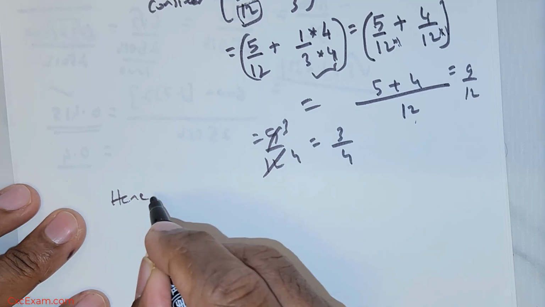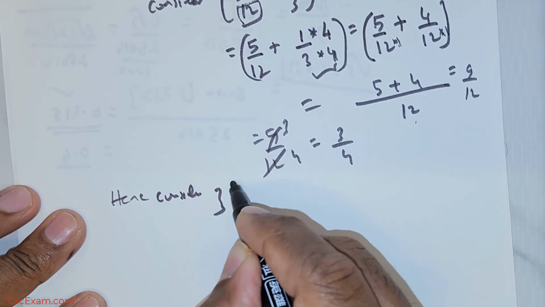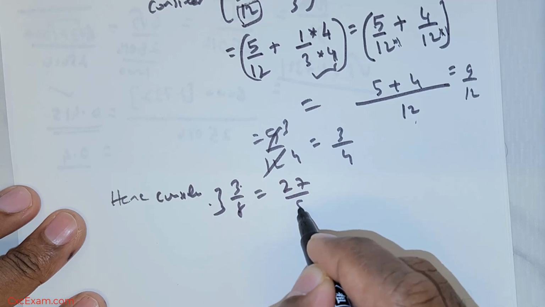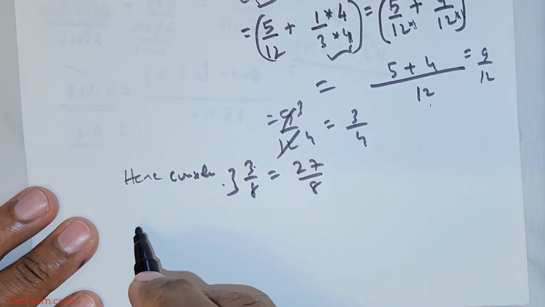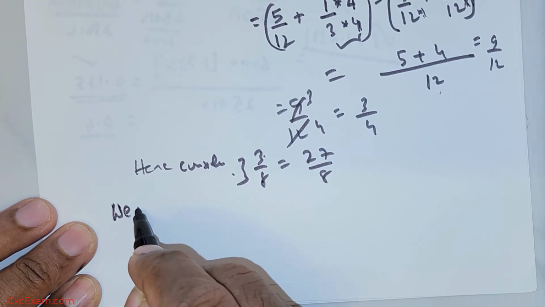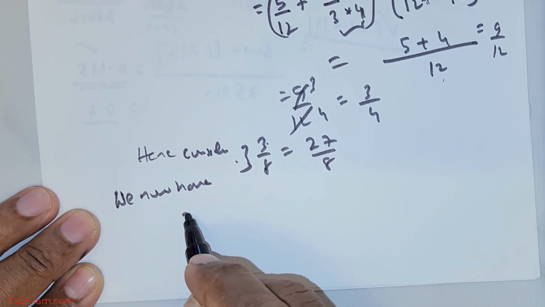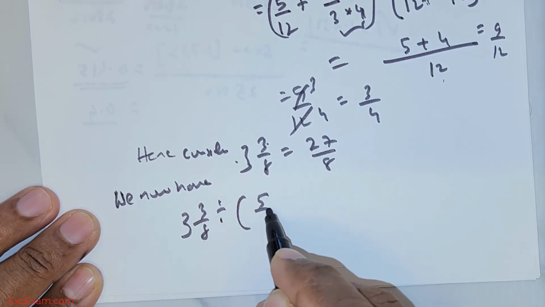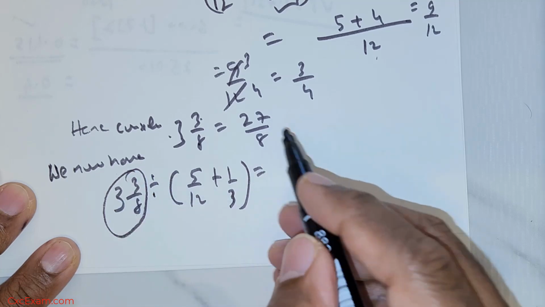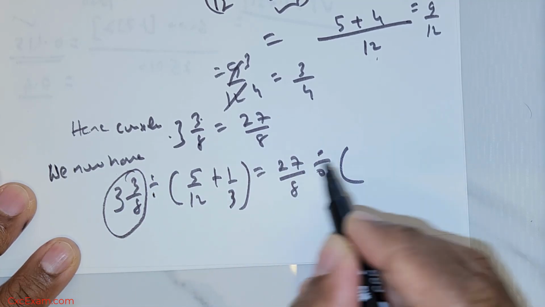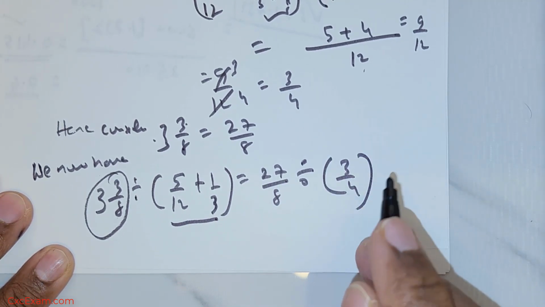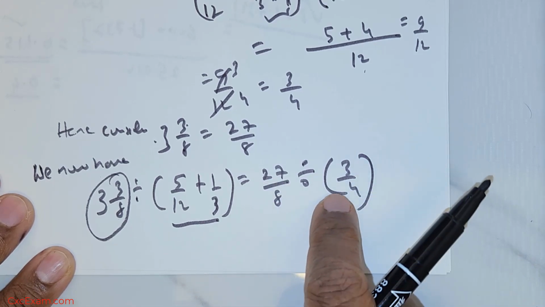Now consider 3 over 8. 8 3s are 24, 24 added with 3 is 27 divided by 8. So I've just resolved this. Now we have to go back to the original question. So what do we have? 3 over 8 divided by 5 over 12 plus 1 over 3 is now rewritten as, in place of 3 over 8, you place 27 over 8, the division sign, and in place of 5 over 12 plus 1 over 3 you place 3 over 4. So this is 27 over 8 divided by 3 over 4.